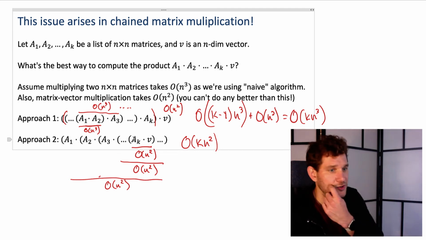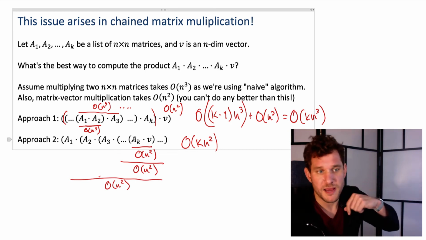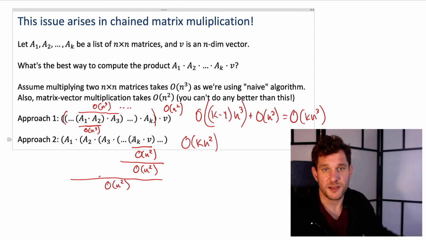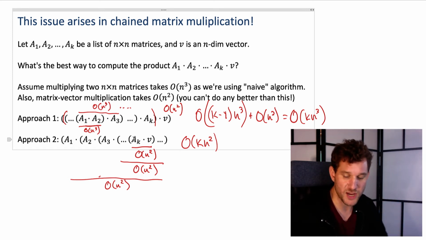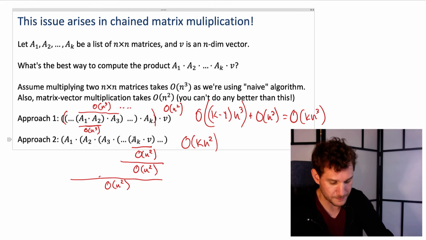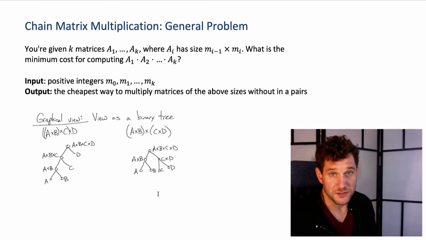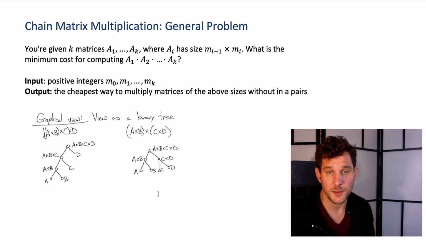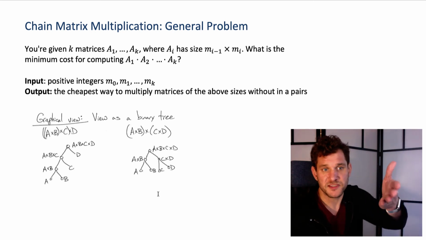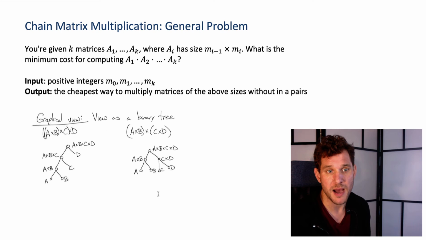So then we have this question: given any sequence of matrices that we want to multiply together, what's the best way to do that? That's the problem of chain matrix multiplication. Let's get to that now. All right, so the general problem goes as follows. You're given these k matrices, A_1 up to A_k, and let's say that the size of matrix A_i is m_{i-1} times m_i.